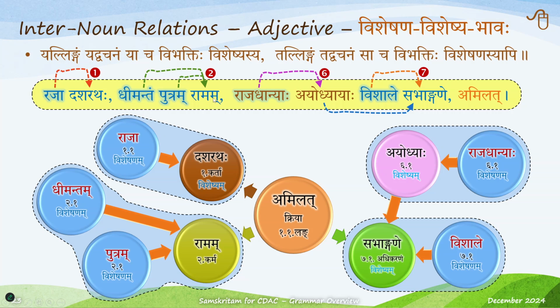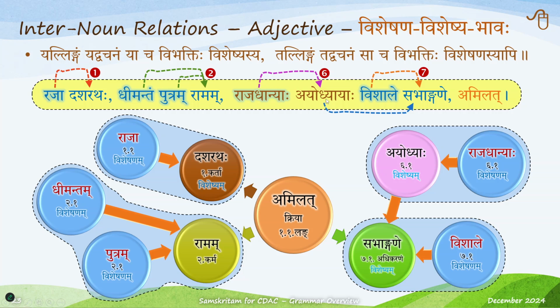Dhimantam Putram Ramam. This Dhimantam is a Visheshana to Ramam, so also Putram. So you can have a stack of Visheshanas. Dhimantam Amilat, Putram Amilat, Ramam Amilat, all will be grammatically, syntactically, semantically, meaningfully accurate. So that Karaka force exists, and in addition to that, the Visheshana Visheshya force.